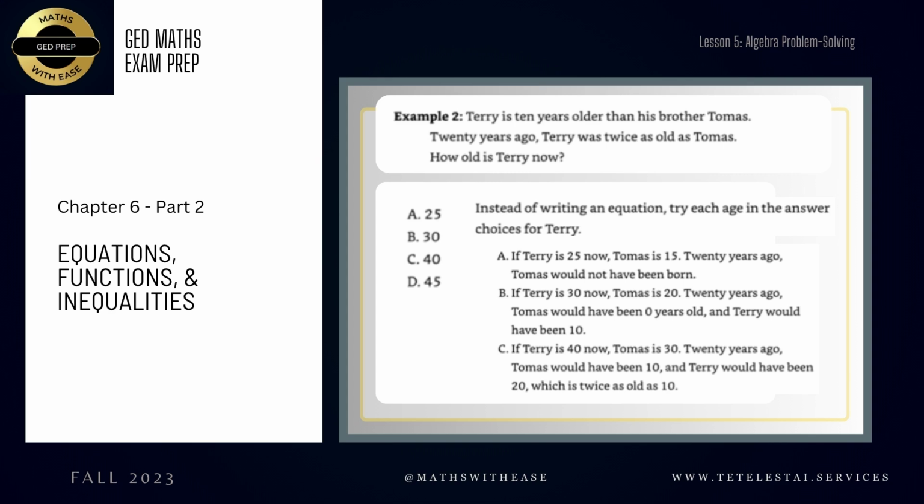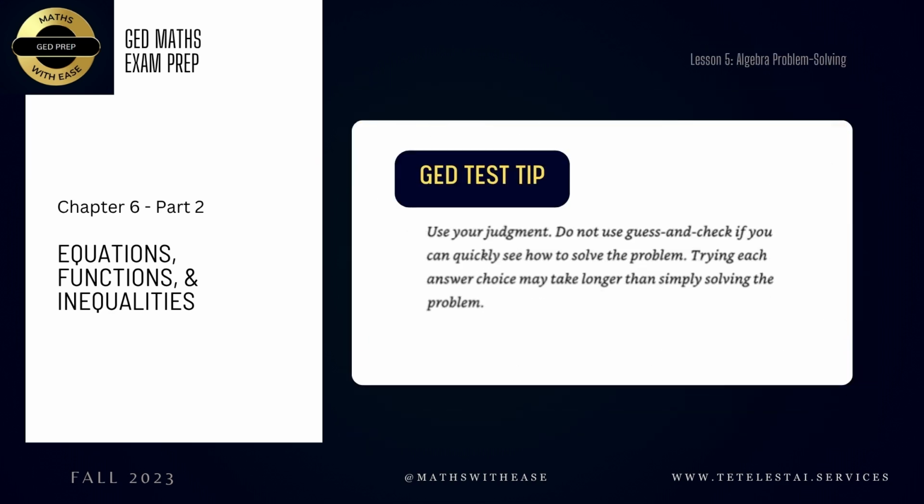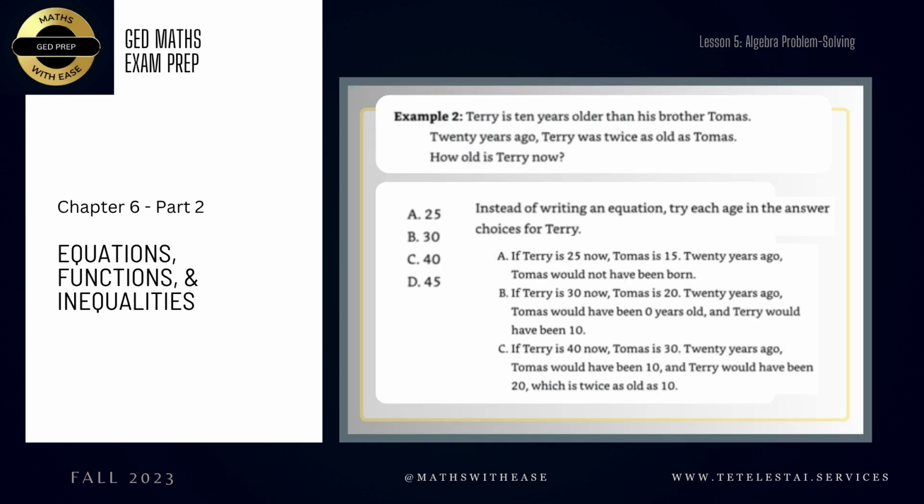And I showed how to do that in the last lesson. But here the book is telling you that sometimes just try each answer problem, but know that it may take longer. So it may take longer than simply solving the problem. Instead of writing an equation, try each age in the answer choices. So choice A is 25.